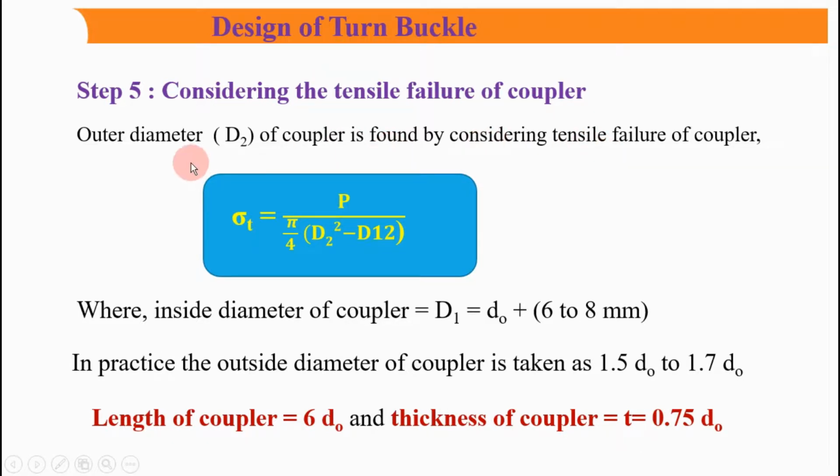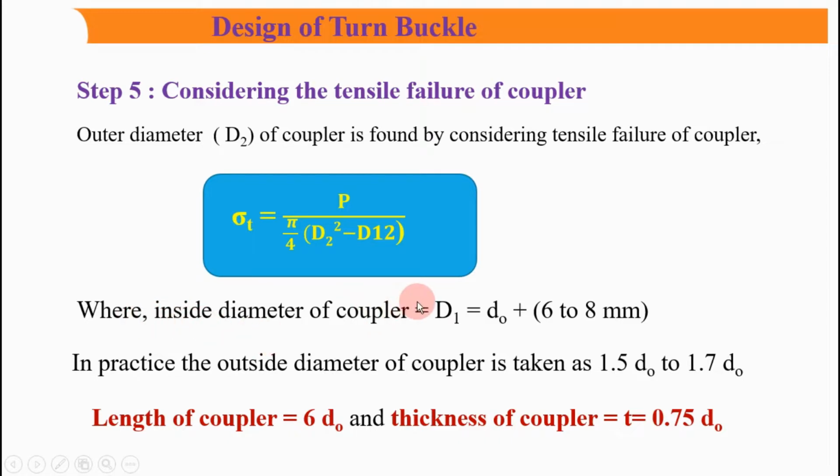Don't worry, here is how we find the outer diameter D2 of the coupler, by considering the tensile failure of the coupler. We write again sigma T is equal to P divided by pi by 4 times (D2 square minus D1 square). This is not D12. Let me tell you, please focus your attention over here. This is D1 square, I think this is some typing mistake. So this is D1, and this is square. Don't get confused over here. This is D2 square and this is D1 square.